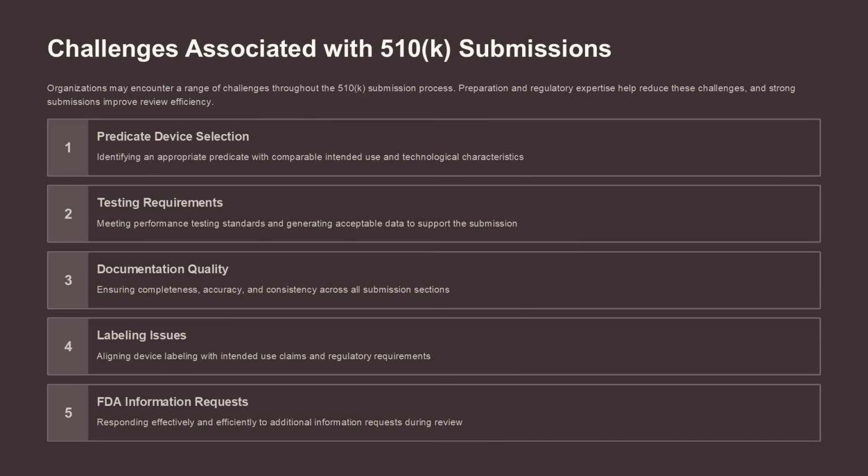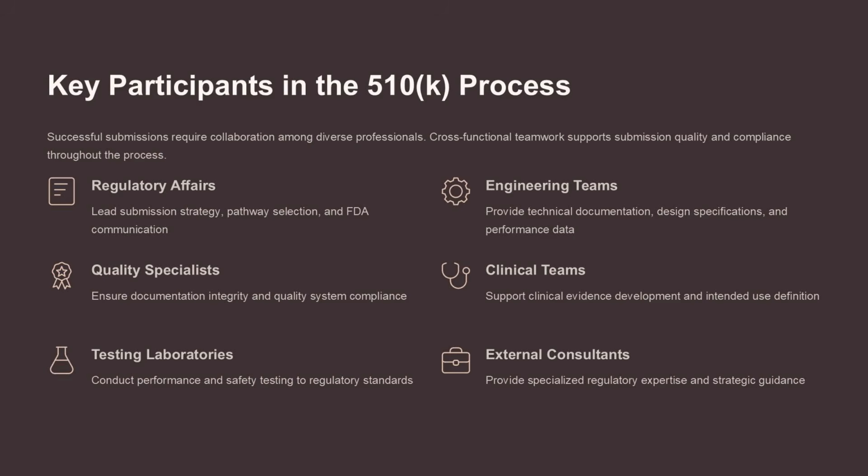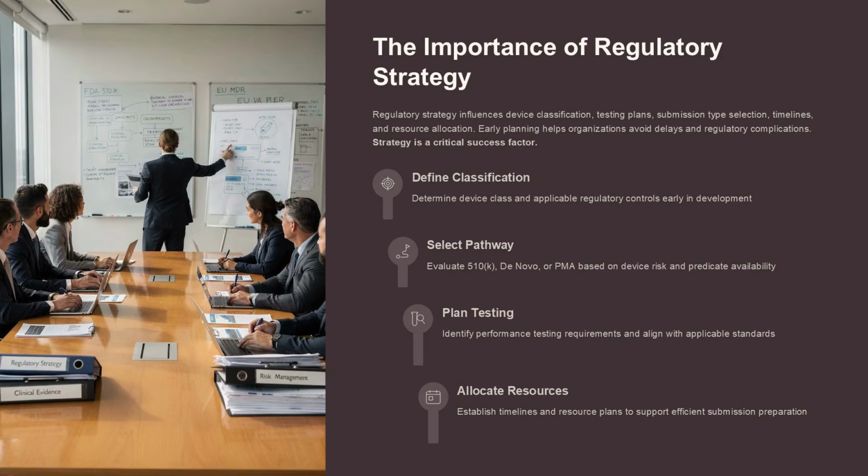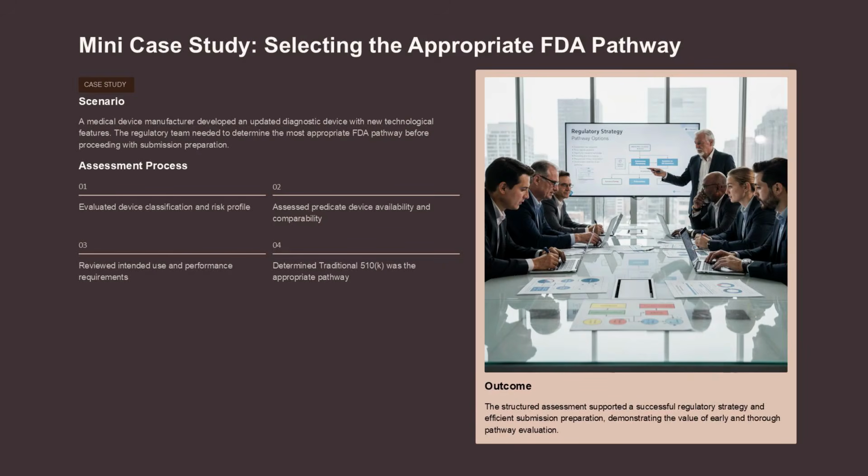Organizations face challenges in the 510(k) submission process, including predicate device selection and documentation quality. Successful submissions require collaboration among regulatory, engineering, and clinical teams, ensuring quality and compliance. Regulatory strategy is crucial for device classification, pathway selection, and resource allocation, ensuring successful submissions. A case study demonstrates the importance of selecting the appropriate FDA pathway for successful regulatory strategy and submission.